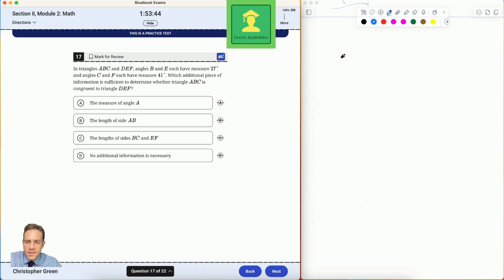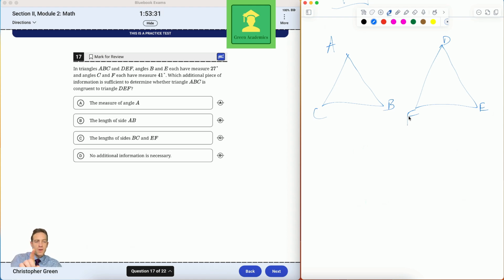Triangles ABC and DEF, B and E are both 27 degrees. They're not necessarily similar unless it says they're similar or we have reason to believe so by proving it, but B and E are both 27 degrees. C and F are 41 degrees. Which additional piece of information is sufficient to determine whether triangle ABC is congruent? Congruent. So not just similar, but congruent.